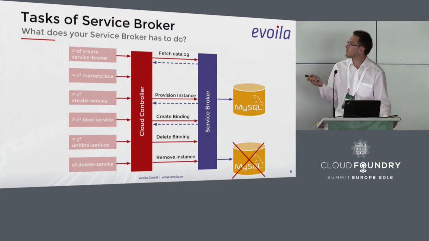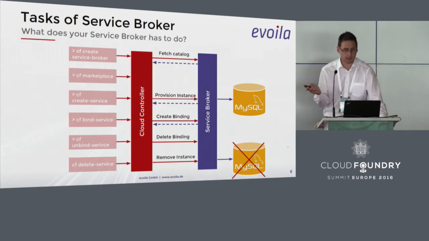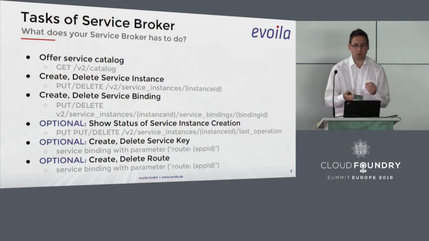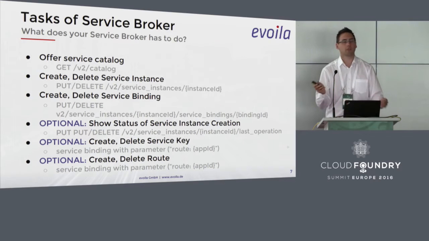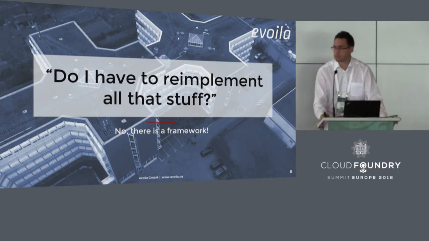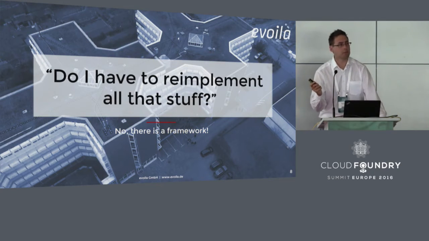And then afterwards, if you want to bind your application to the service instance, the cloud controller creates a binding. That means credentials are fetched and passed back to the application. Similarly, deleting the binding or deleting the instance removes it. So we have to implement some REST calls, a REST interface, and many big things, of course, have to be included. But we do not have to re-implement all the things because we've made a framework out of it.